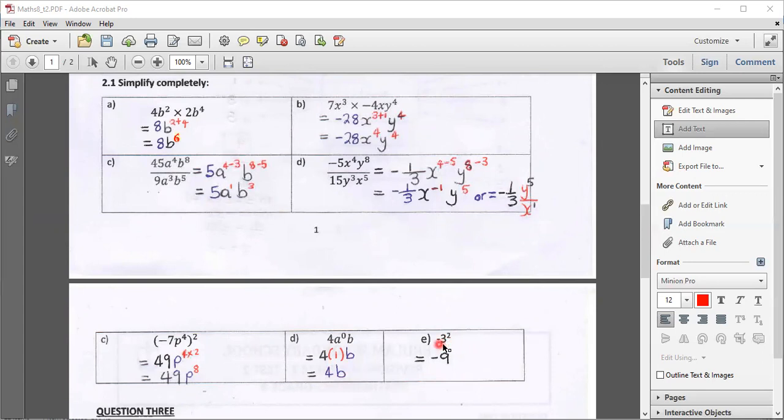3 squared, this is negative 3 squared. We are only squaring the 3. So 3 squared is 3 times 3, which is 9. So your negative sign comes down. Remember, we are only squaring the 3. If we had a bracket here, and if we squared it with the bracket, then it will be a positive 9. Because it will be negative 3 times negative 3. In this case, it's only 3 times 3, which is 9, and your negative sign comes down.